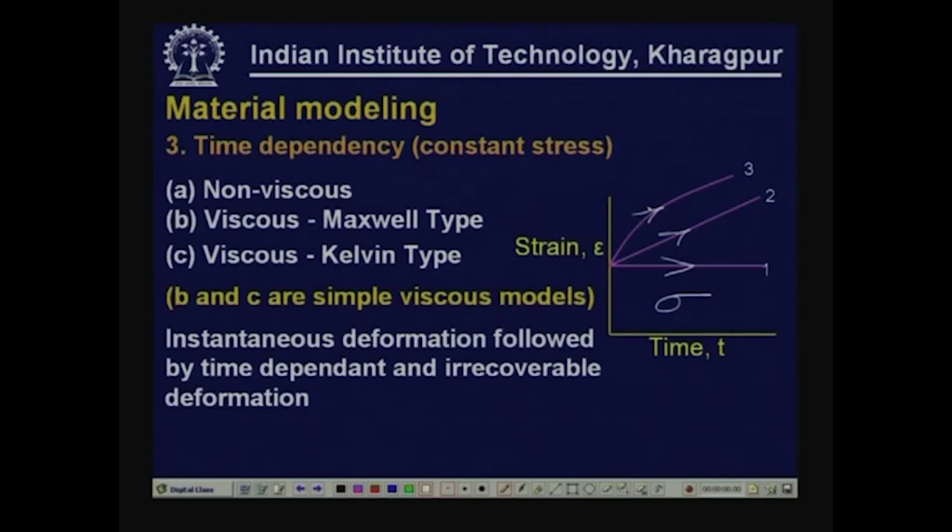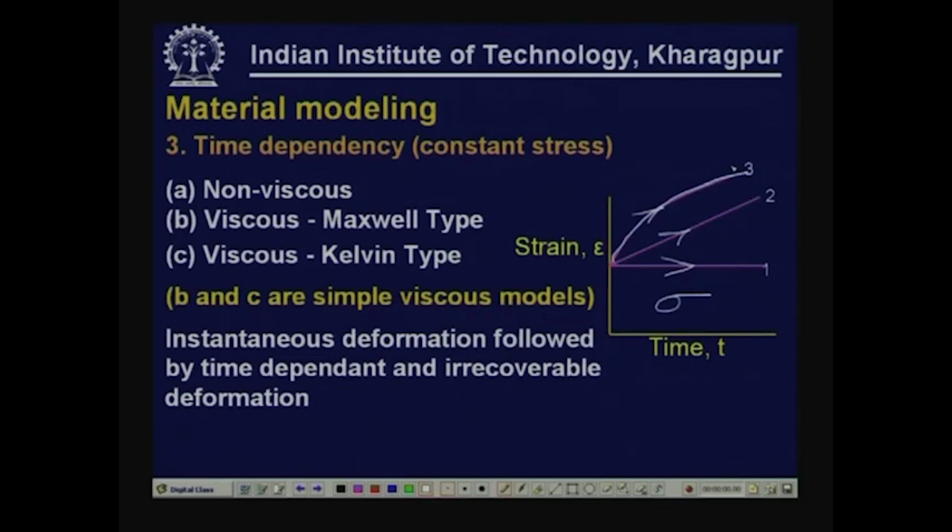Depending on the relationship between strain and time, if it is a linear relationship, this is a linearly viscous material. If it is a non-linear relationship between strain and time, that is a non-linearly viscous material. So, you have either a non-viscous material where the strain is not a function of time, or you have a viscous material where the strain for a constant load, constant stress, is a function of time. That variation can be linear or non-linear.